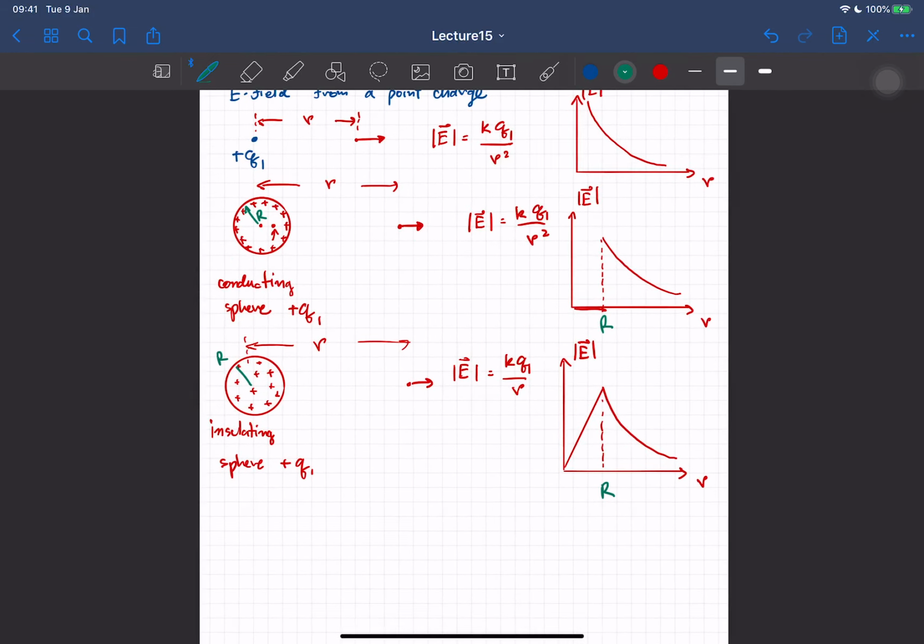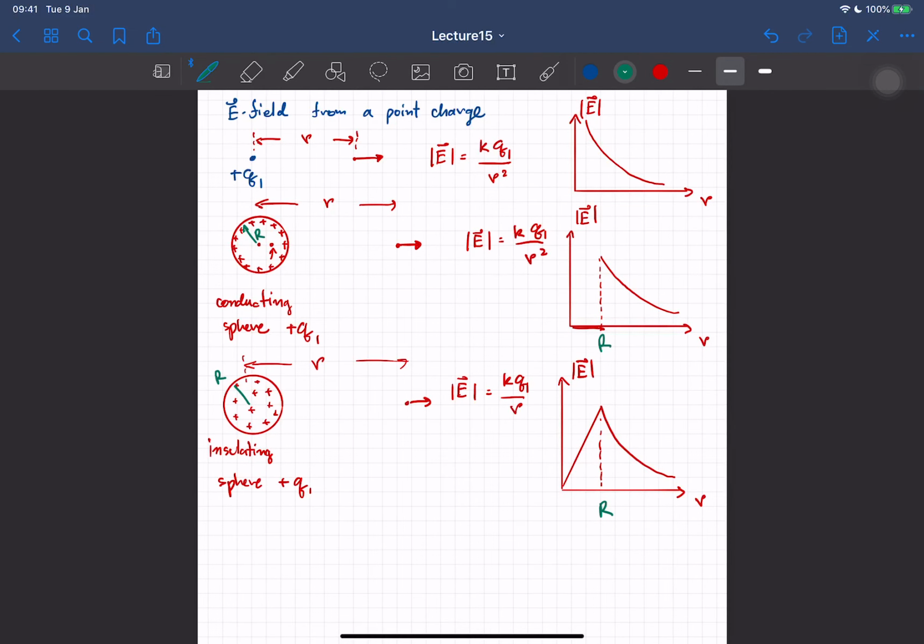Okay, so this should give you a preview of how different kinds of material are going to behave differently for the electric field. But if all of them are spheres, then outside the sphere, the electric field has the same formula, which is 1 over r squared. So this region here, and this region here, and this region here, you cannot really distinguish whether it's a point charge or a conducting sphere or an insulating sphere.